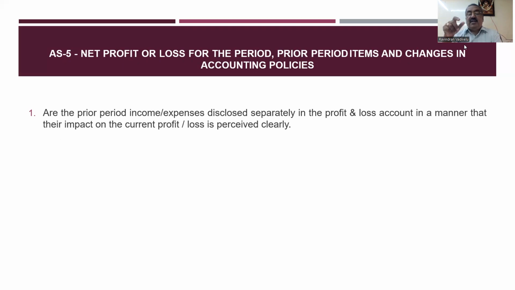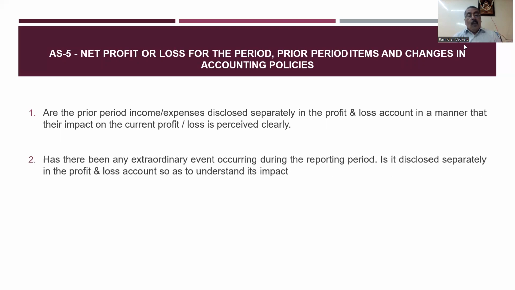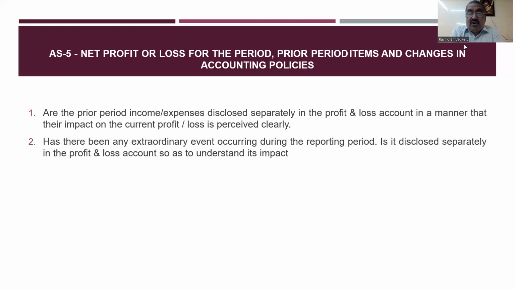If that is clearly mentioned, then the practice unit has to see the direct impact on the profit or loss, based on the profit and loss account scrutiny. And has there been any extraordinary event occurring during the reporting period? Is it disclosed separately in the profit and loss account so as to understand its impact? What is it? It's nothing but any extraordinary event occurring.